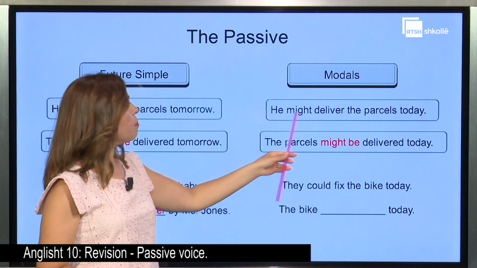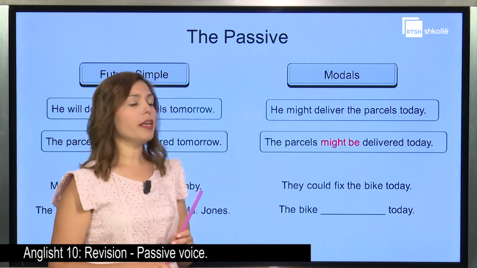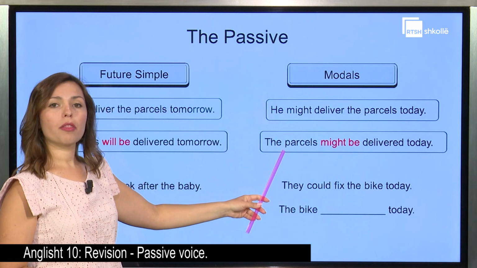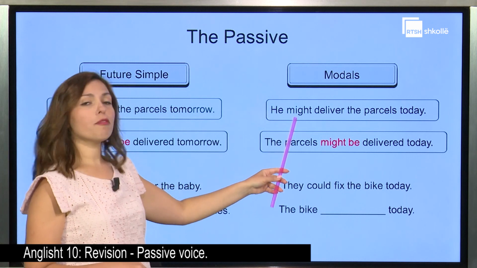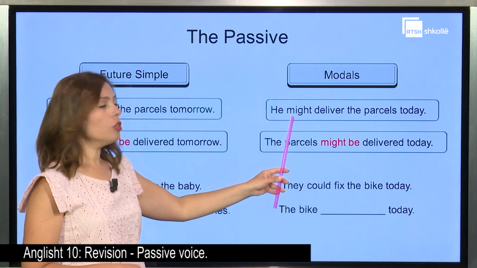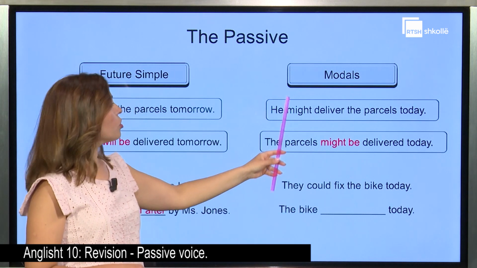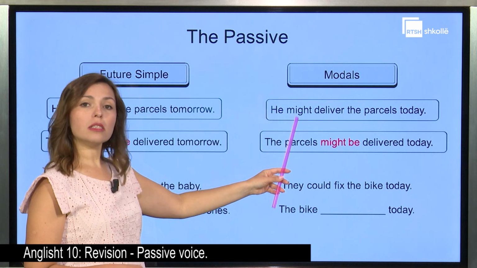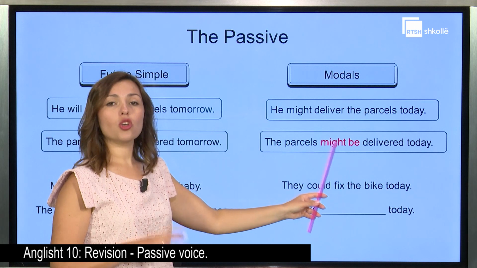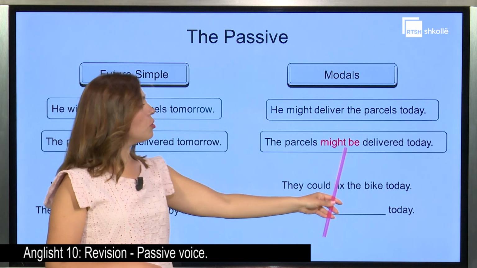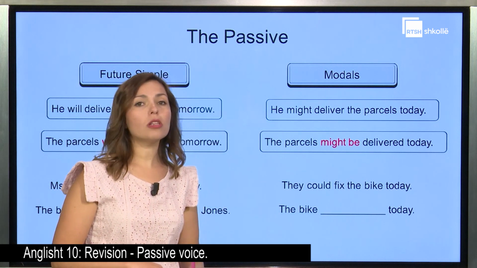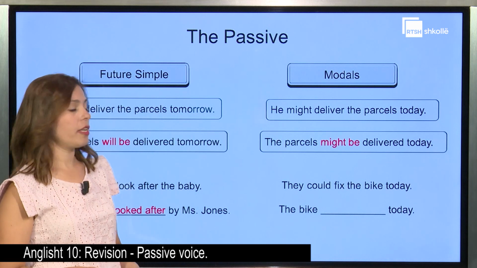So, he might deliver the parcels today. The parcels, as we said, the object has become the subject. We have might here. We say might be. If it was could be. If it was, for example, must be. Have to be. So we keep the modal and we put the verb be as well. And our past participle delivered that we said that does not change.